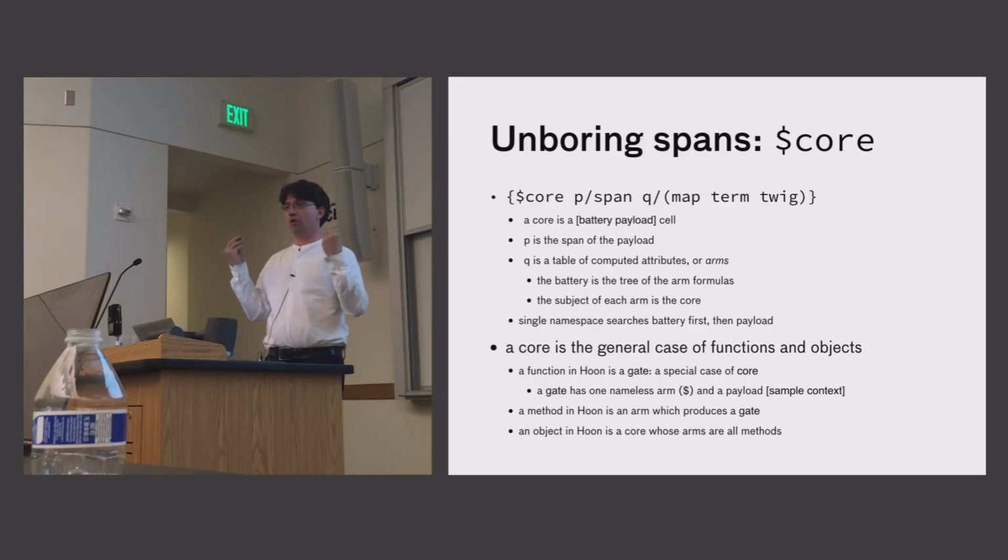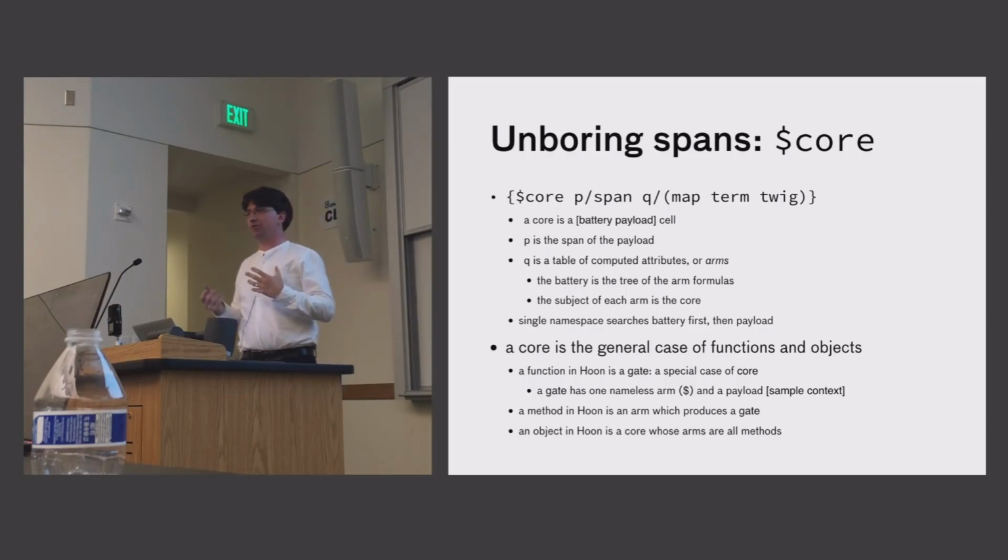When we run the arms, which are not methods, they're computed attributes in the battery, we run that with the whole core as the subject. So we basically have this thing that has a bunch of code in it. If you know C++ implementation, you can think of it as like a vtable. So here's a vtable with a bunch of formulas in it, and you say, I want to get foo out of this core. It's like, oh, great, I have a foo. That's going to resolve to this calculation.